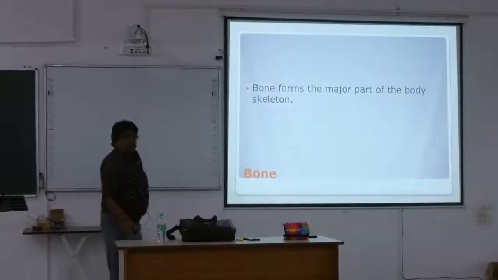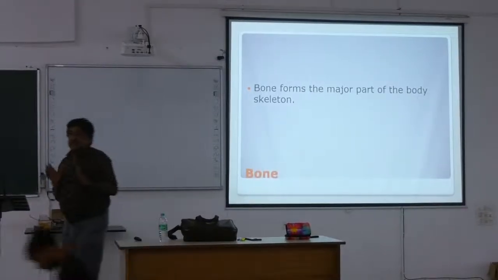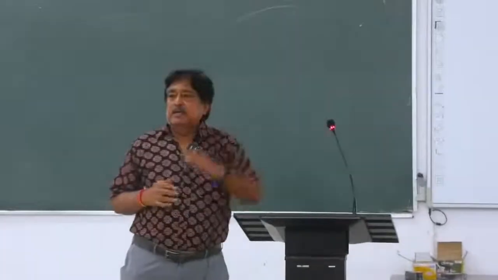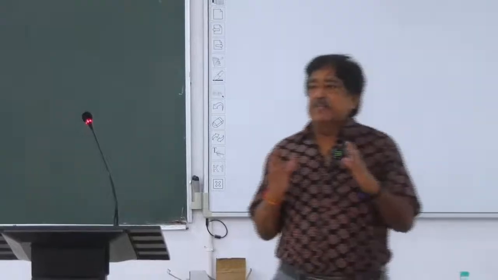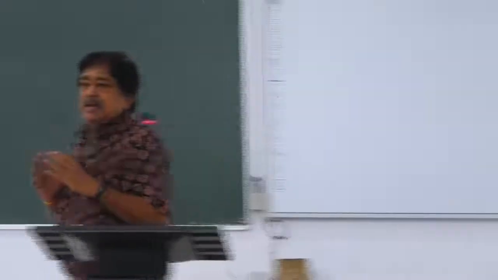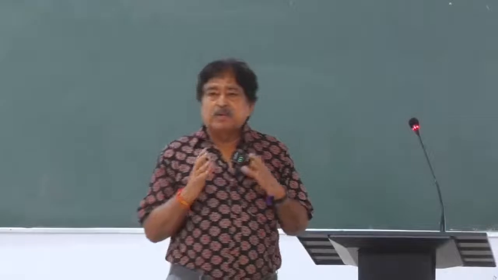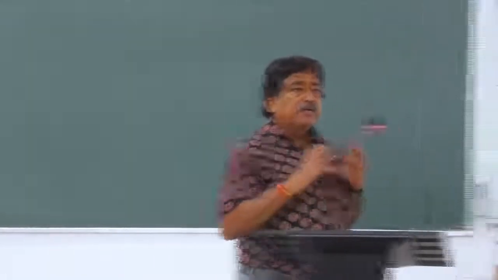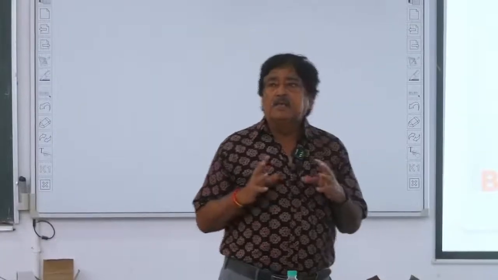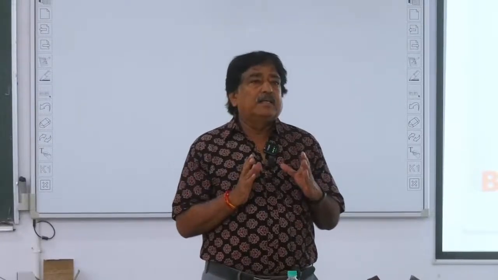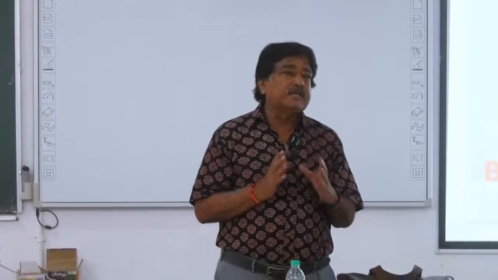Now, bones form the major part of the skeleton. You have seen the skeleton hanging in your dissection hall and also your demo room. You have 206 bones in the human skeleton. Some are small bones, some are long bones, some are flat bones. According to the region and according to the functions, the bones form the human skeleton.